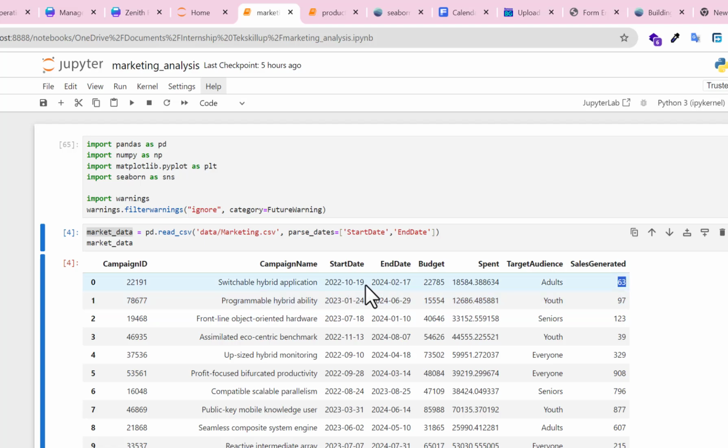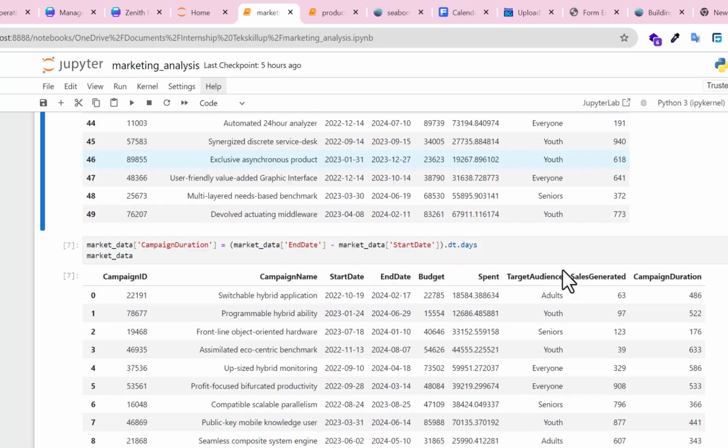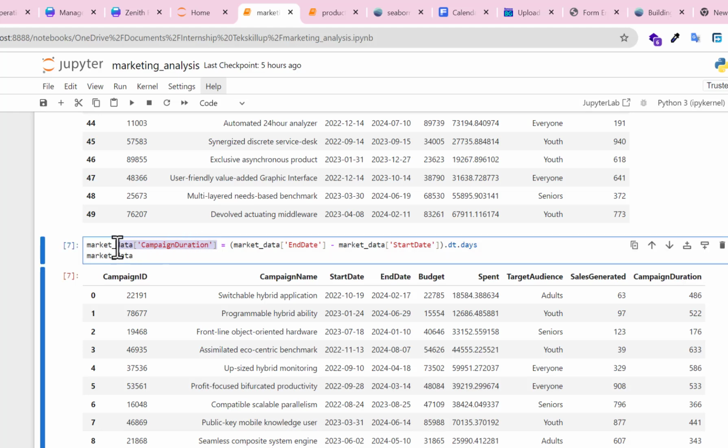From the 19th of October 2022 till this time, how many days is that? For us to achieve that, we have to calculate what is called the campaign duration. So you create a custom column. If you are using Power BI, you create a custom column in Power BI. For Excel, you can create a column using Power Query. Then, with market data, you subtract the start date from the end date, and this is the formula to extract the days.